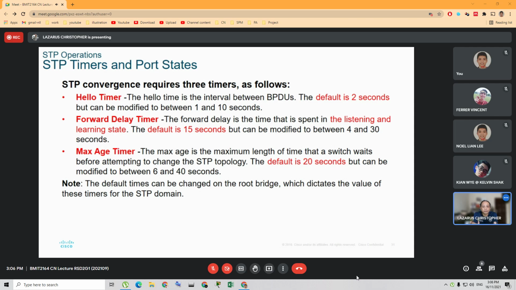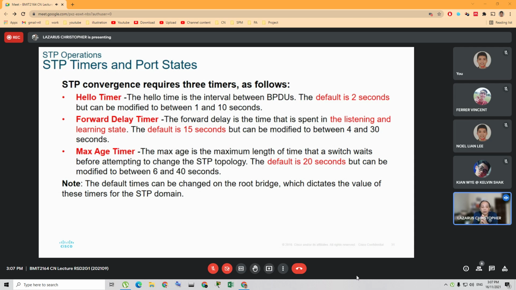Therefore, you need to have a delay between when you send out and then pause for a while, and then send out BPDUs again, because you don't know whether the other switches actually receive them or not. There's no acknowledgement in layer two. So we have something called the hello timer. This is the time interval between BPDUs.